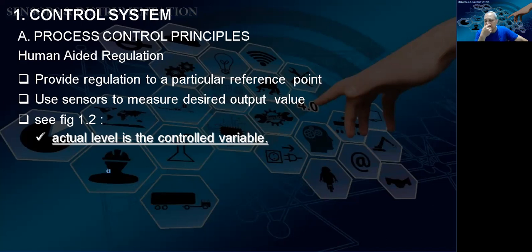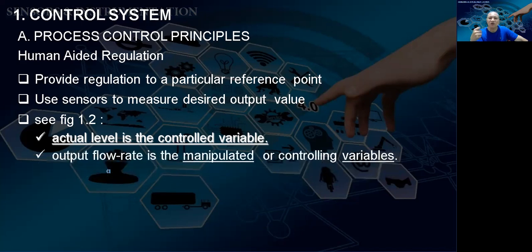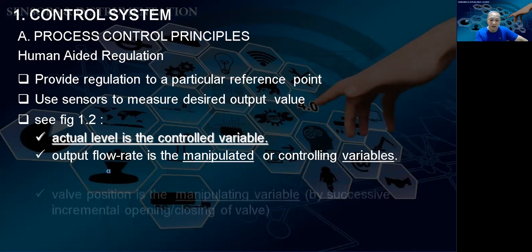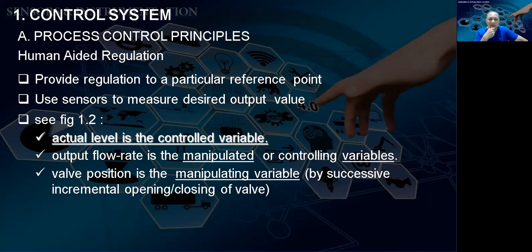Please keep this in mind, because I need you to really be able to tell the difference between the control variable and the controlling or manipulated variables. The control variable is the variable that we need to achieve and control. And the output flow rate is the manipulated or controlling variable. You are controlling the outlet by changing the valve position. But the ultimate purpose that we want is the control variable, which is the water level. And valve position is the manipulated variable, by successively opening and closing the valve.